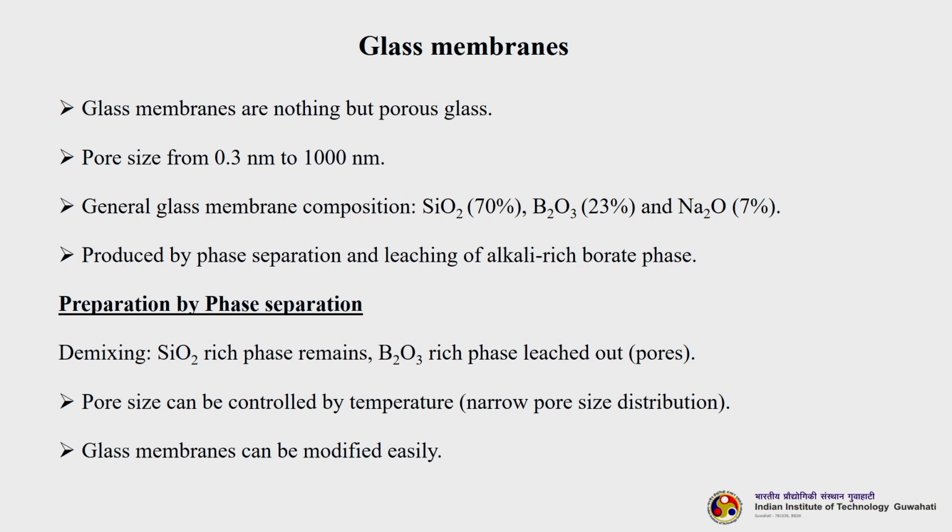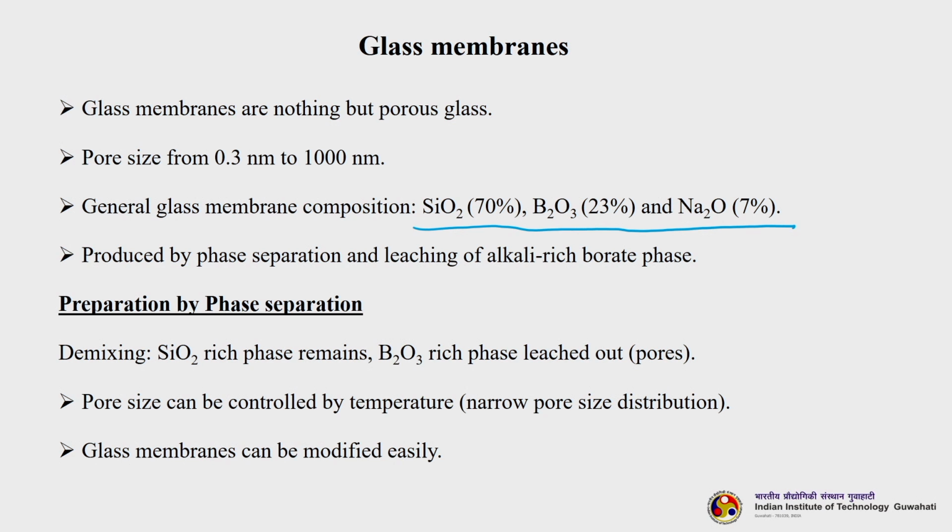So, then the next one is glass membranes. Glass membranes are nothing but porous glass. The pore size ranges from 0.3 nanometer to 1000 nanometer. The general glass membrane composition is silicon dioxide 70%, boron trioxide 23% and sodium oxide 7%. This is a general composition. However, the composition also varies for different glass materials. They are optimized to suit a particular application.